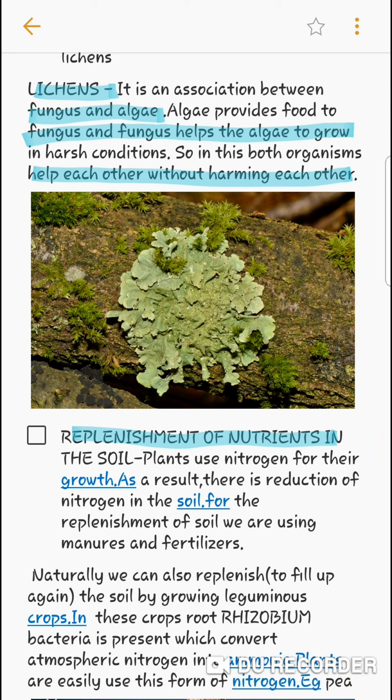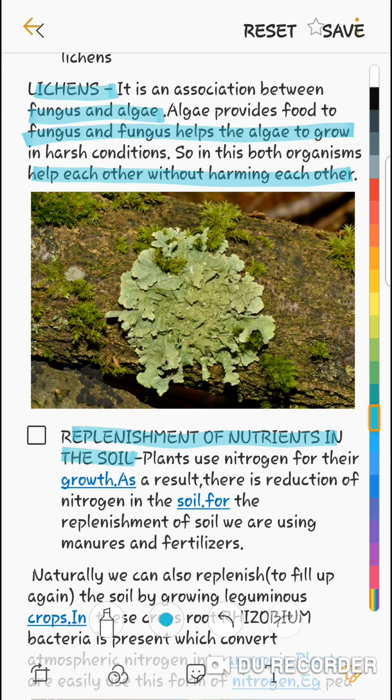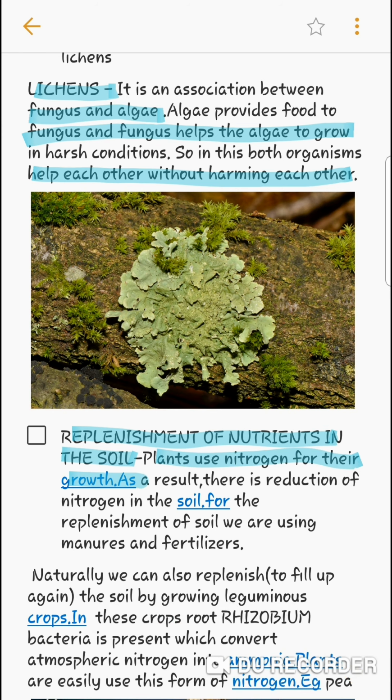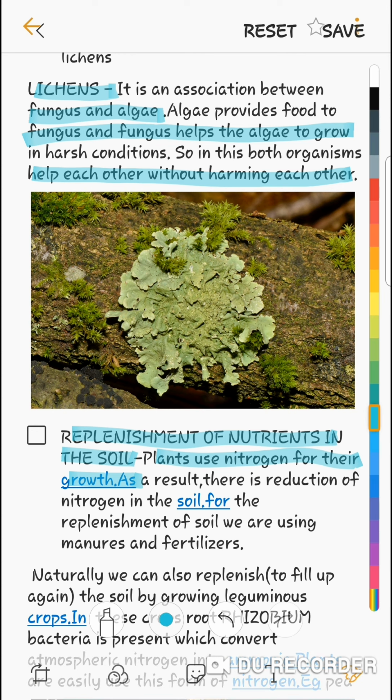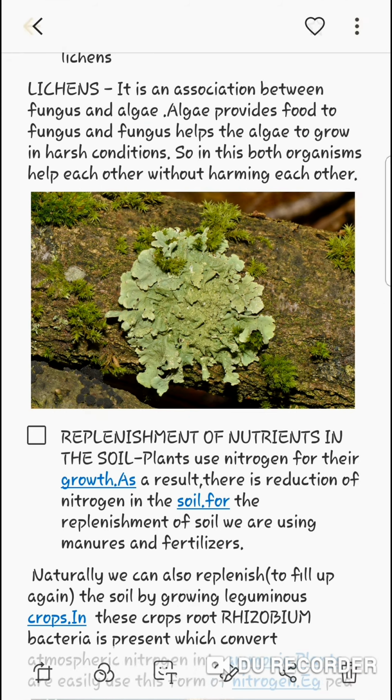Replacement of nutrients in the soil. Plants use nitrogen for their growth. As a result, there is a reduction, which means a lack of nitrogen in the soil. For the replacement of nutrients in the soil, we use manures and fertilizers.